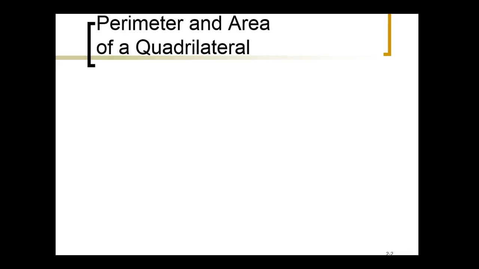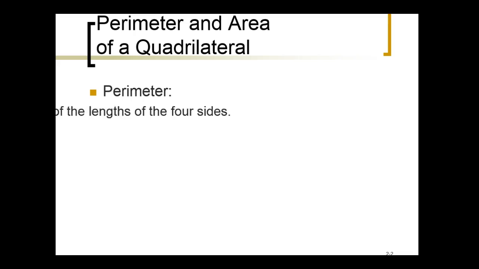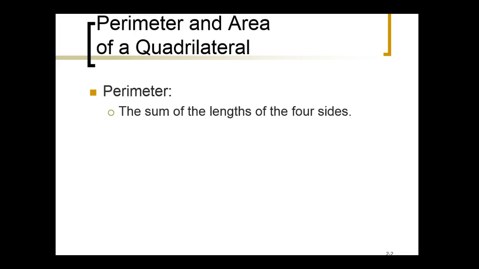We're going to be studying the perimeter and area of different quadrilaterals. Perimeter. The perimeter of any figure is the sum of the lengths of the sides. So in case of a quadrilateral, it's the sum of the lengths of the 4 sides. The area, well, in particular, we have to look at different types of quadrilaterals.